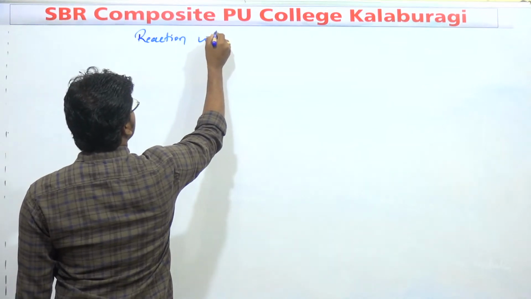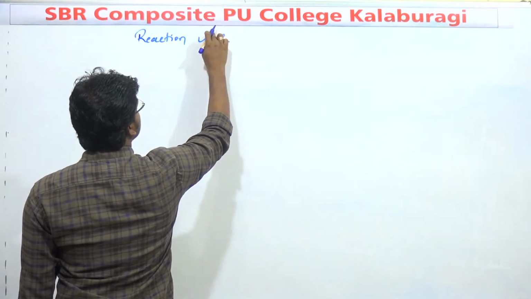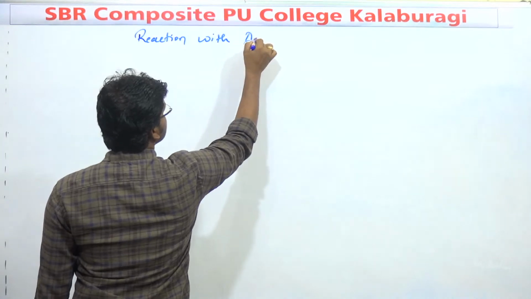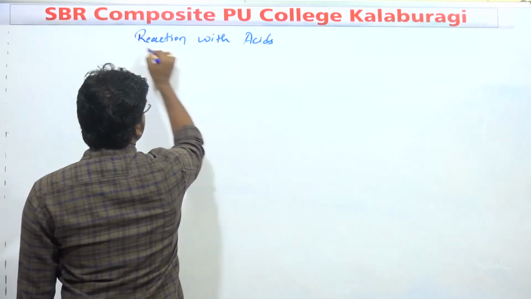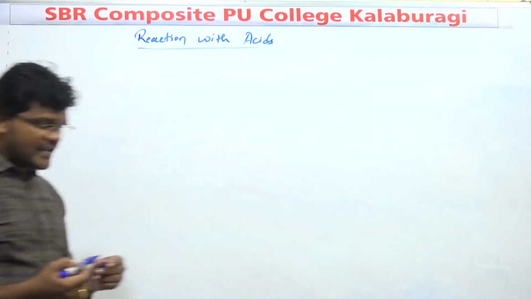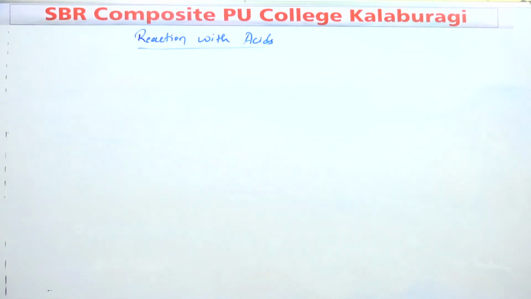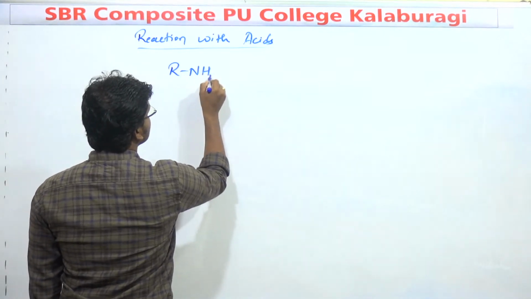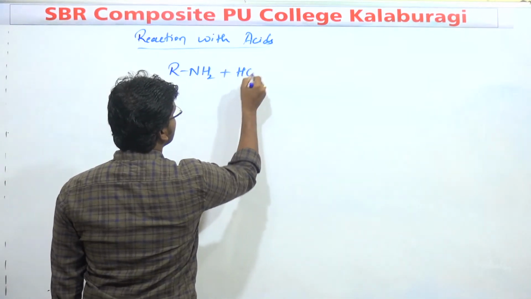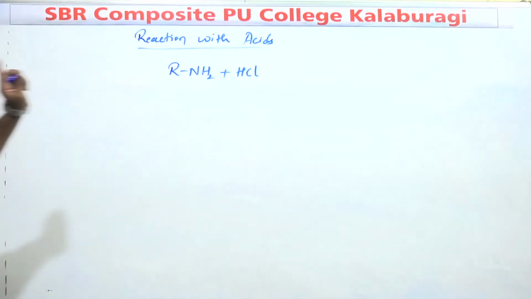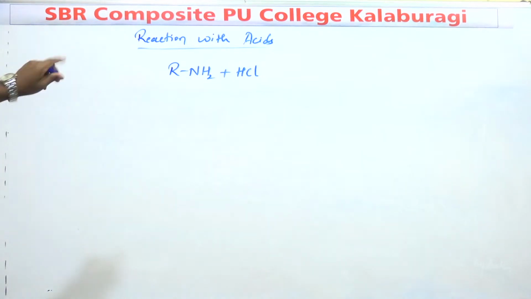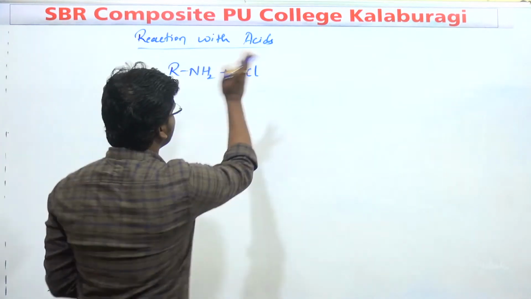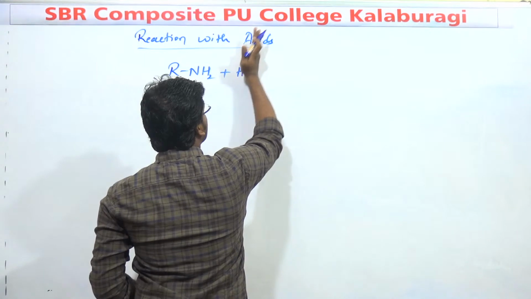Reaction of amines with acids. For example, I am having RNH2, and I will add HCl. So the primary amine is made to react with HCl or HX. In general, I am writing a general equation, so I will take a halogen acid HX.